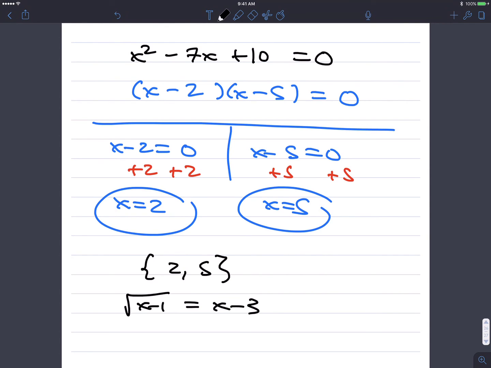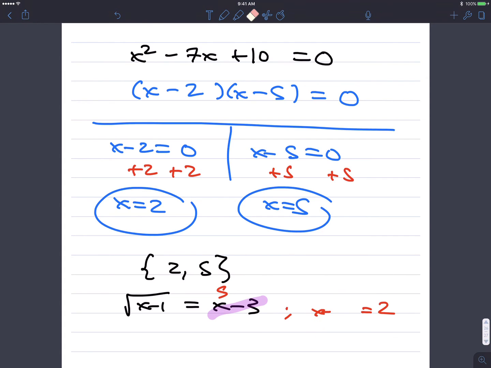Okay? Now remember, this original equation does have a radical, but I want to point out to you that this side over here is what's in question. Remember, that side cannot be negative. So we're going to check. If I plug in the 5, notice 5 minus 3 is positive 2. We're going to have a radical of x minus 1, which is 5 minus 1, which is 4.